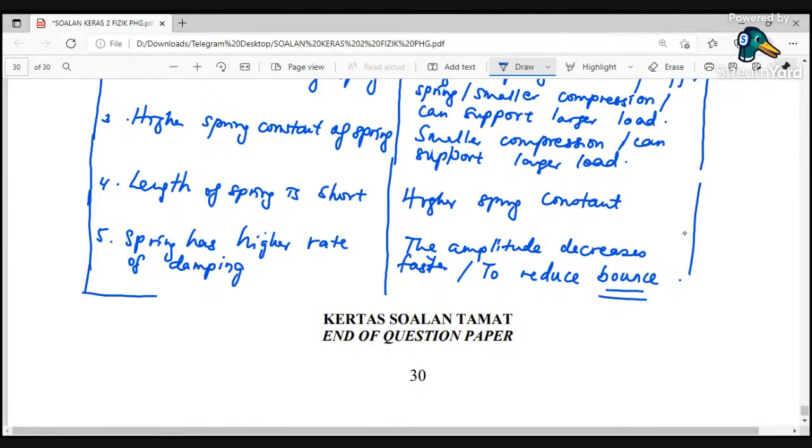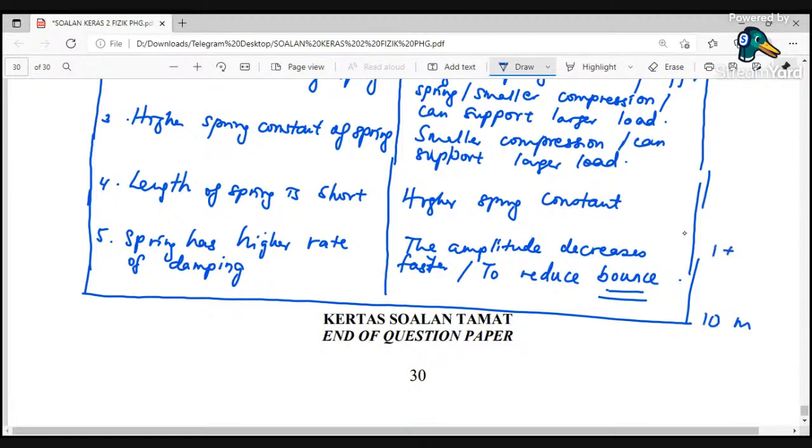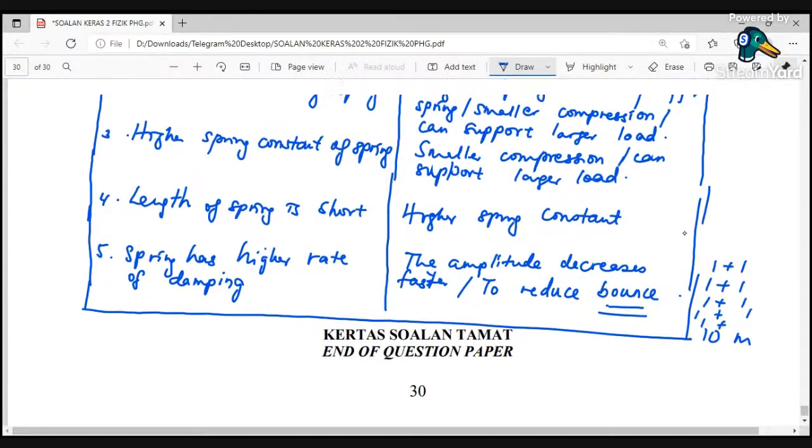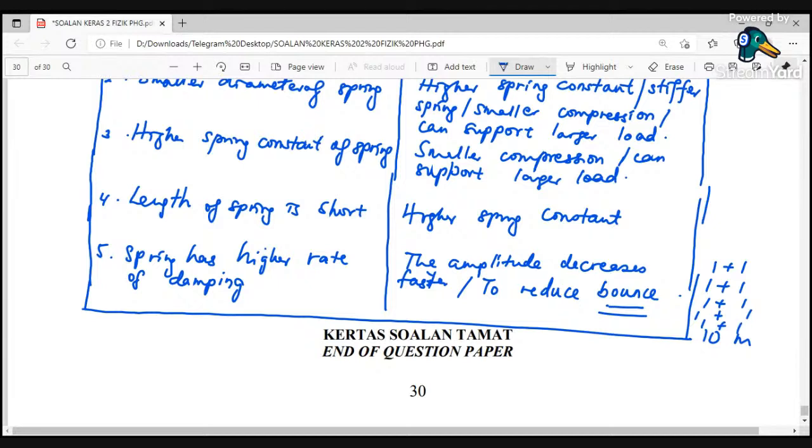Okay, so this is an example answer. You can give more than 5, but 5 is enough, so you will get 10 marks for this one. Okay, 1 plus 1, that is 1 pair. So 10 in total. Okay, so that's all for section C.